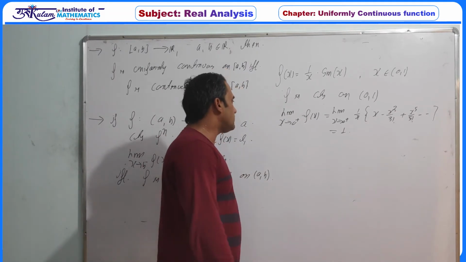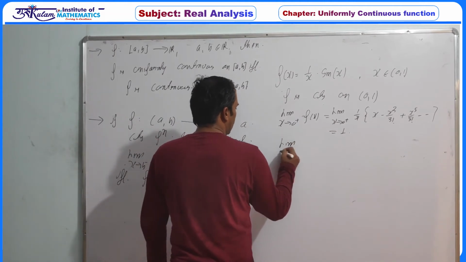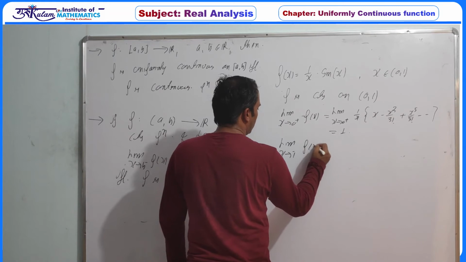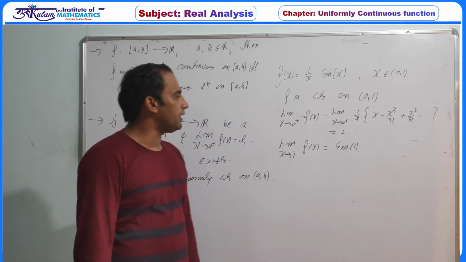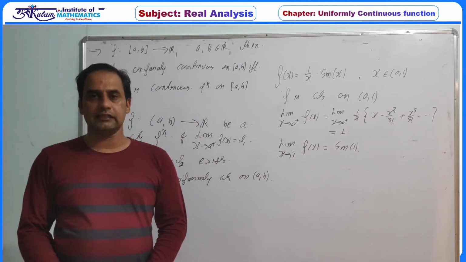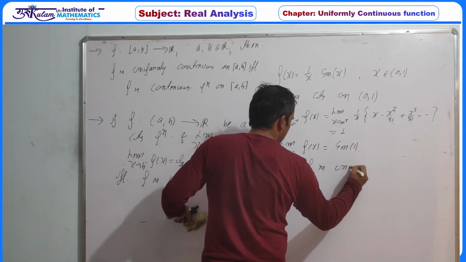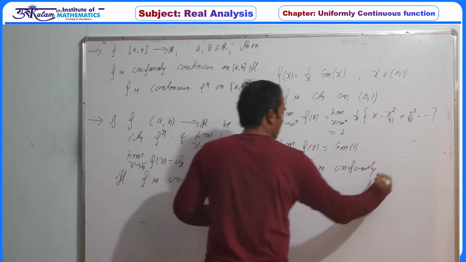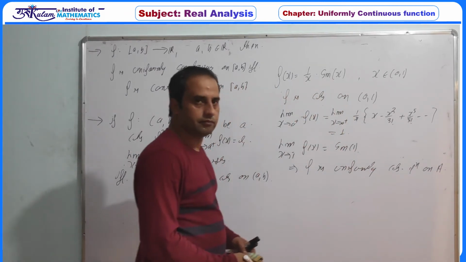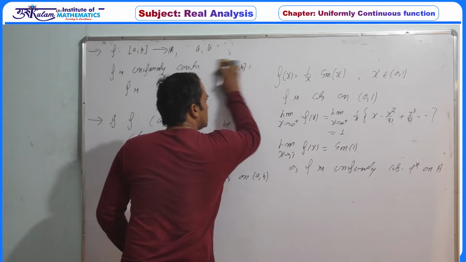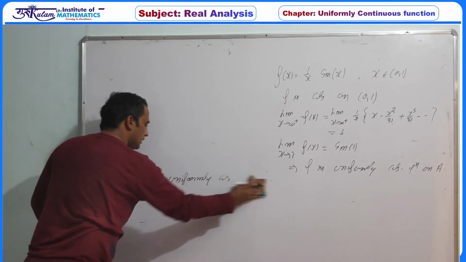So the limit of this function at 0 exists, and similarly the limit at 1 also exists. The limit as x tends to 1 minus of f of x is obviously equal to sin 1. So both the right hand limit at a and the left hand limit at b exist, and the function is continuous, which implies this f is a uniformly continuous function on the given interval.